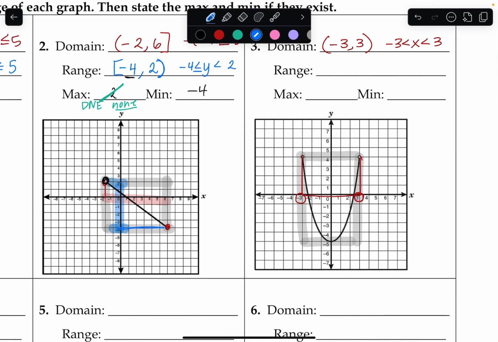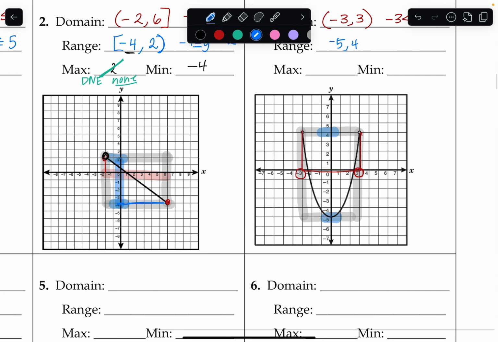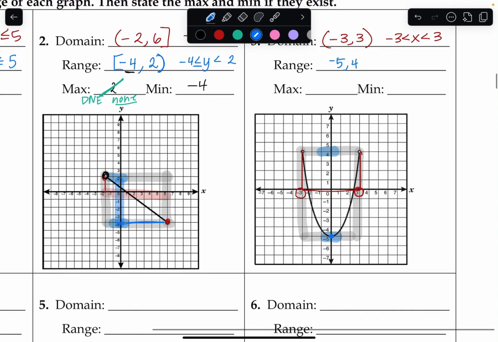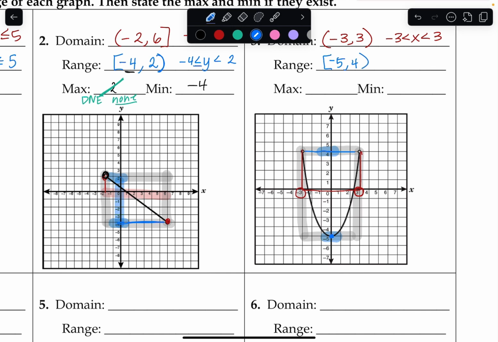Okay, for range, we're scanning from bottom to top. So -5 to 4. Now this is where it gets confusing. There's not an open circle here, so it's automatically closed. You can draw a closed circle anywhere there's not an open. And so we do need a bracket at -5, but at 4 there's an open circle, and so we're going to use the parenthesis. So -5, y, 4, and then we need a line under the -5 and no line under the 4.